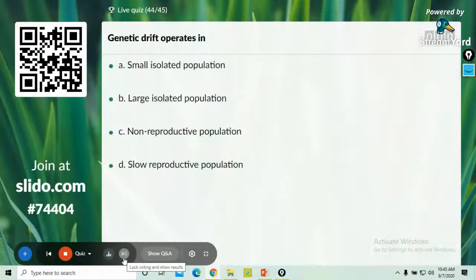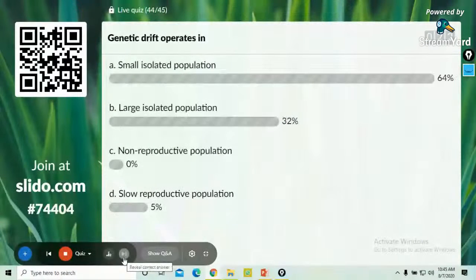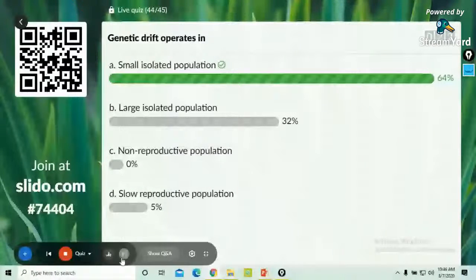Second last question, 44th question. Genetic drift operates in a small isolated population, large isolated population, non-reproductive population, or slow reproductive population. Question from the chapter Evolution, directly from NCERT. Yes, 64% of you gave the correct answer, small isolated population.